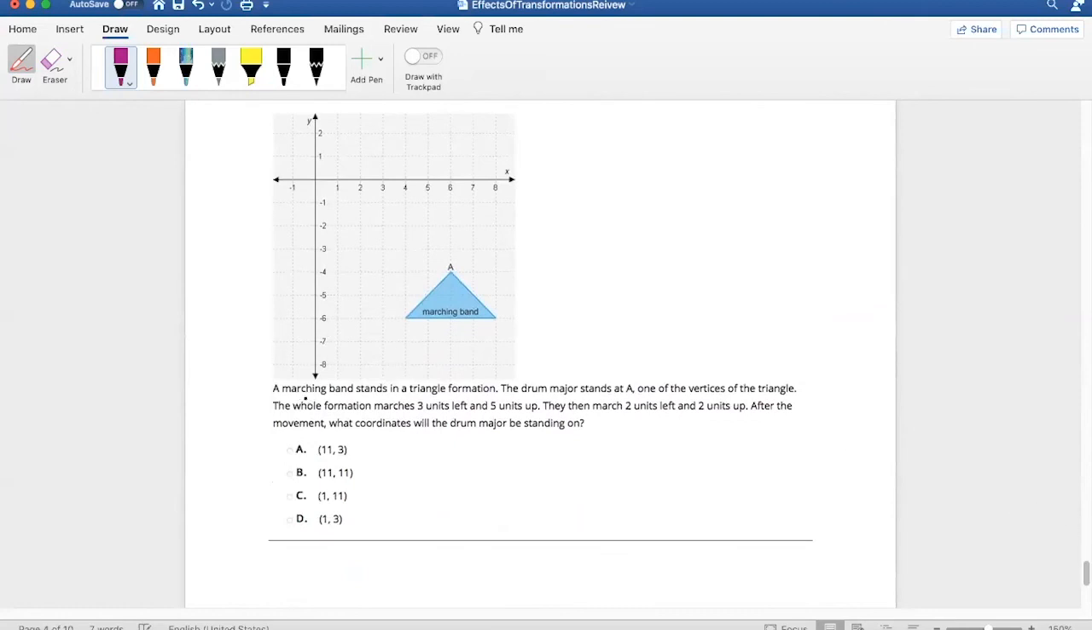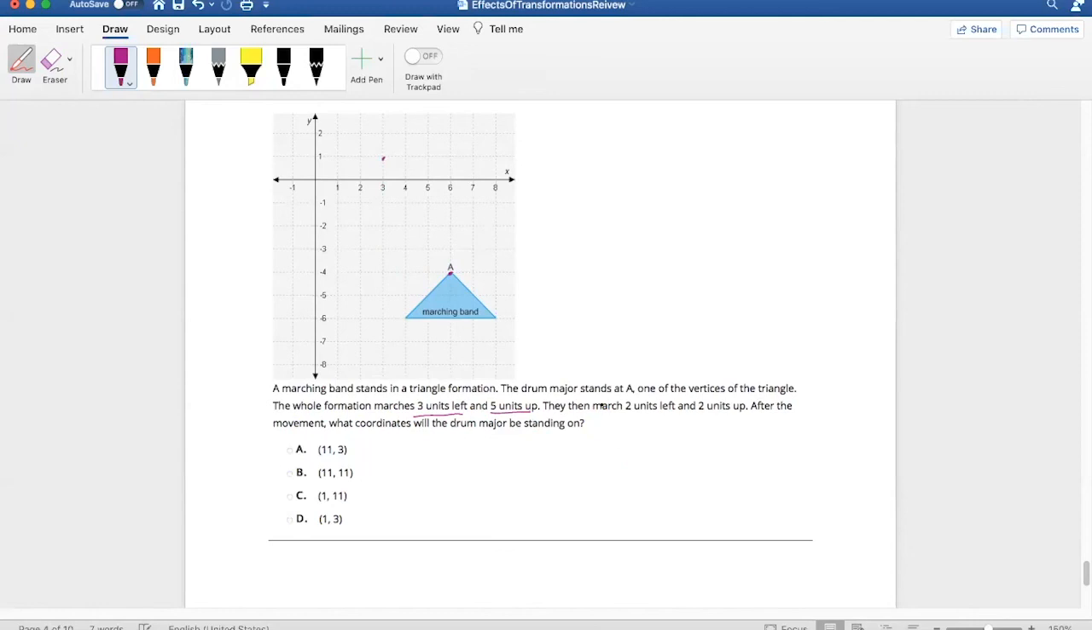All right, here we go. The marching band stands in triangle formation. The drum major is at point A. There's our point A, which is one of the vertices of the triangle. They start to march 3 units left and then 5 up. Let's see where that takes us. So 3 left and 5 up. So we're going to end up here.